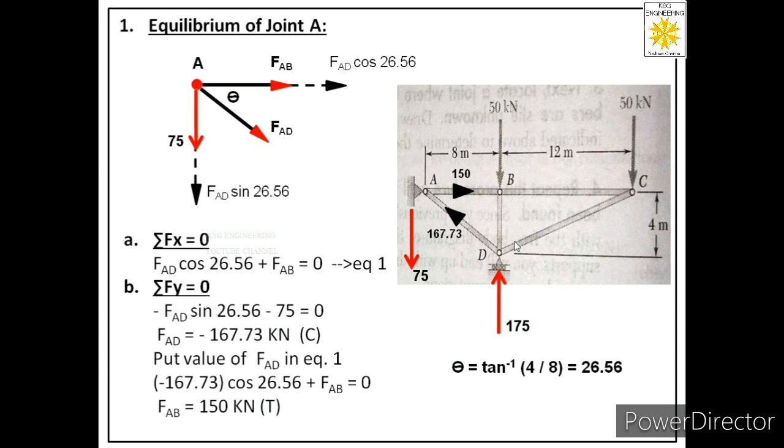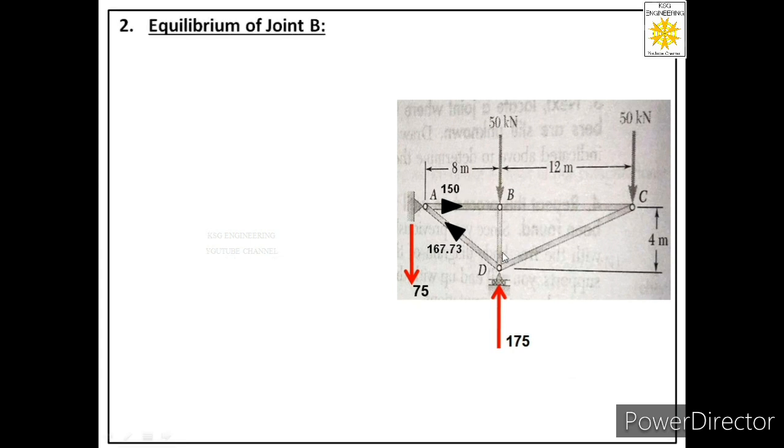So we can start with both the joints, either with B or with D. So let us start with joint B. So in the second step, we will say equilibrium of joint B. So for that, we have to draw the free body of joint B. So how to draw the free body?